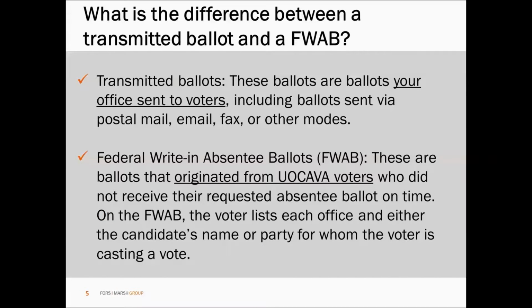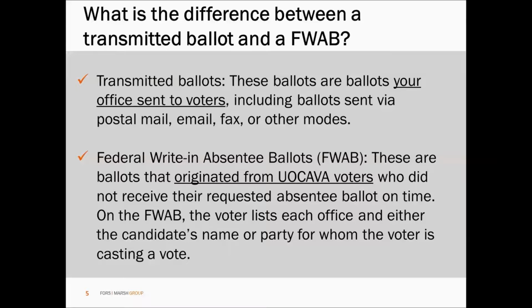So what's the difference between a transmitted ballot and a FWAB? A transmitted ballot is a ballot that originates in your office. So it's a ballot that you sent to the voter. You may have sent it by postal mail or email or fax or posted it on an online portal, but you transmitted that ballot to the voter. And this can be contrasted with a federal write-in absentee ballot, which originates from the voter. So often, if a voter does not receive their ballot on time or there's some sort of other issue, they will complete a federal write-in absentee ballot.